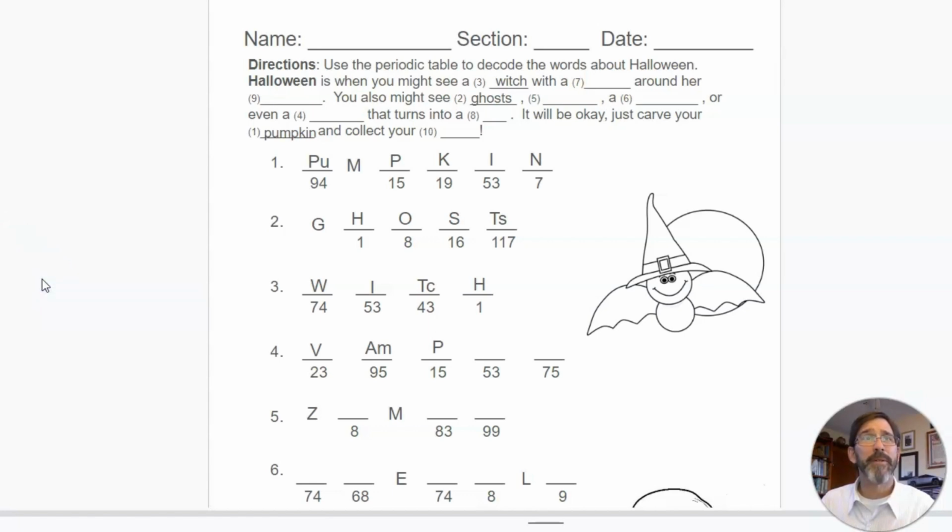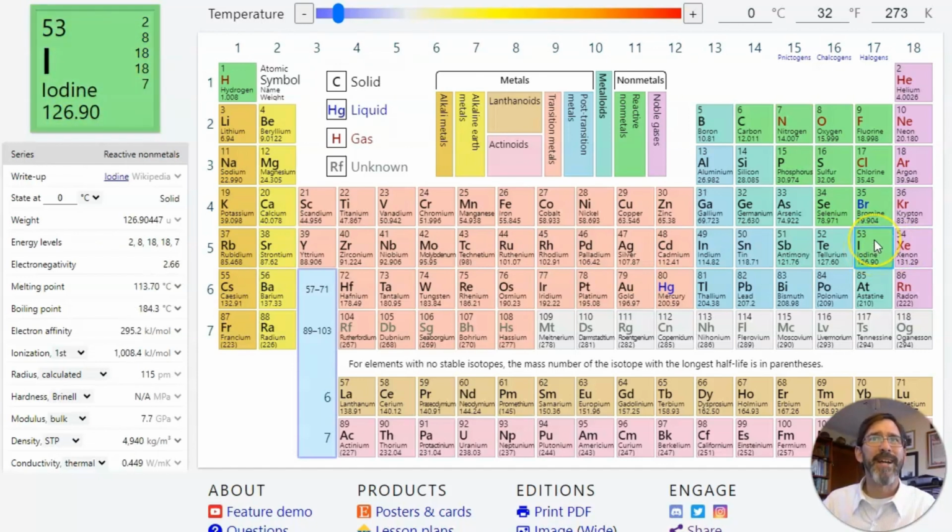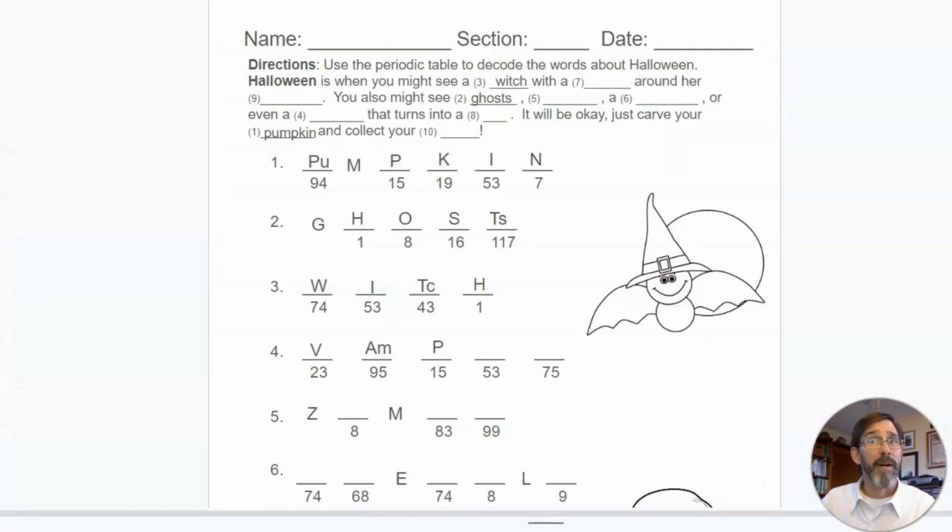Next atomic number, number 53. Found all the way on the right in the reactive nonmetals, number 53 is iodine, capital letter I. Above number 53, go ahead and enter capital letter I.